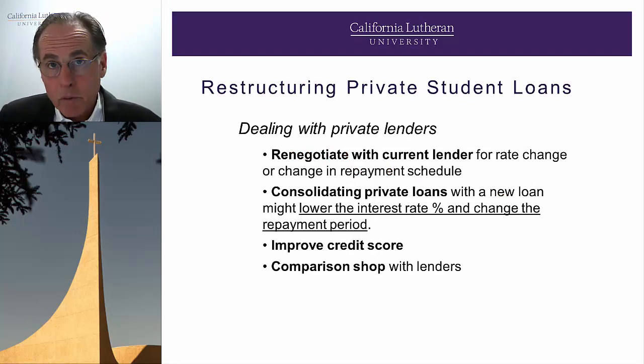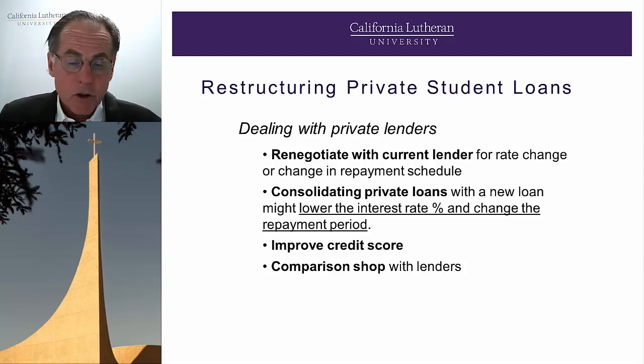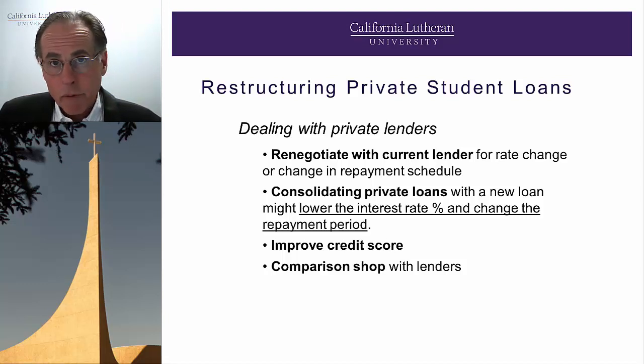What can you do to restructure a private or bank loan? You might attempt to renegotiate with the current lender for a rate change or a change in the repayment schedule. You could consolidate those private school loans into one loan that might have a lower interest rate and a more favorable repayment schedule based on the client's situation.